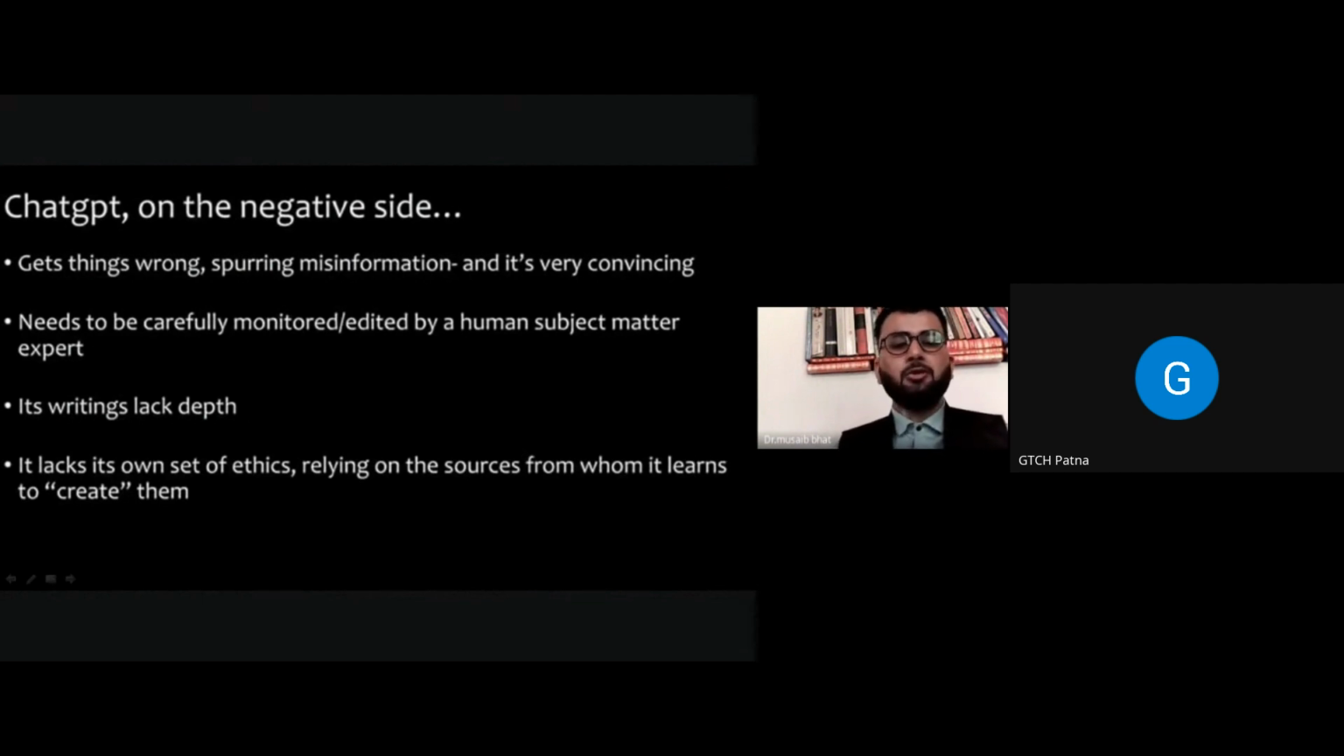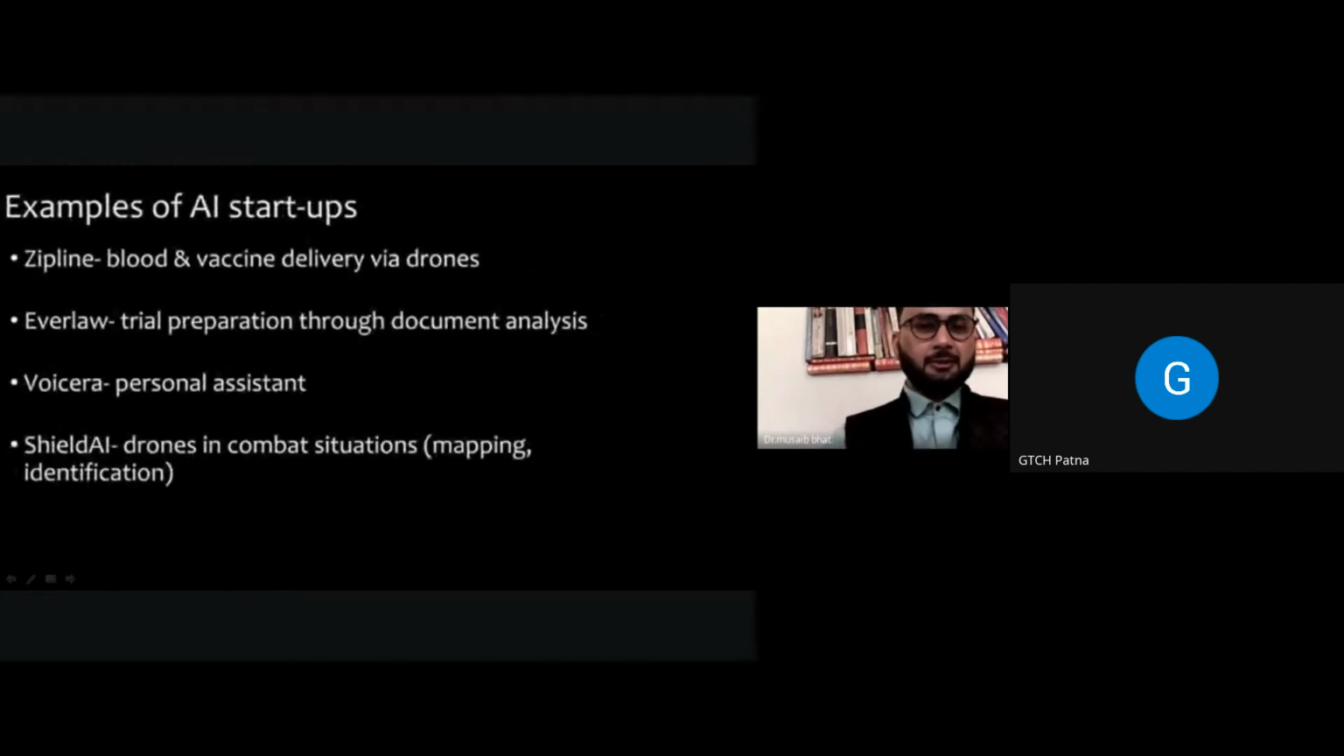It lacks its own set of ethics, relying on the sources from which it learns to create them. The problem with ChatGPT is that it does not follow the ethics of publication, because many times it can use another person's information or paper without them knowing. So plagiarism is really a great problem with ChatGPT.